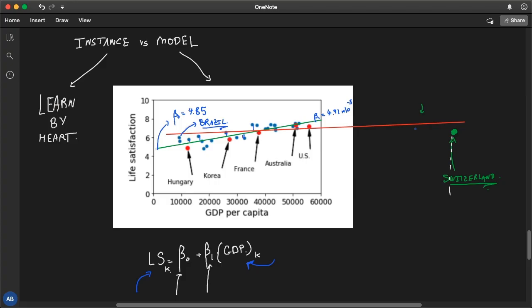Now, by using a non-representative training set, such as the one we used over here, where I cut Switzerland out, we trained a model that is unlikely to make accurate predictions, right?